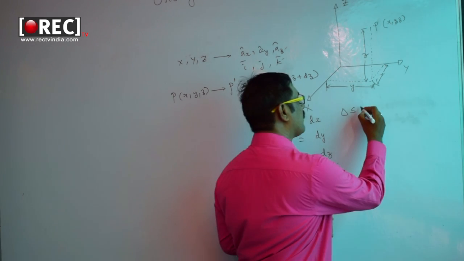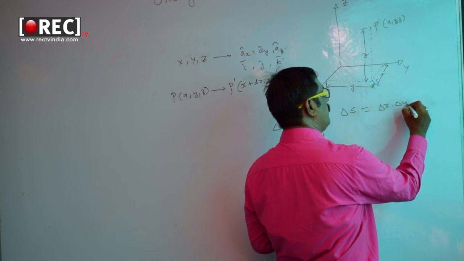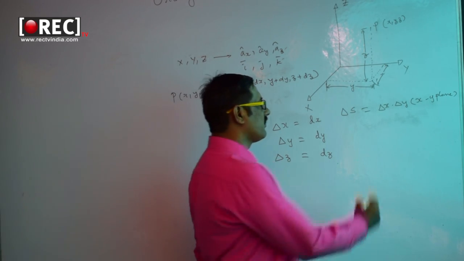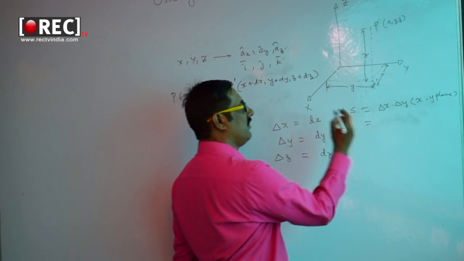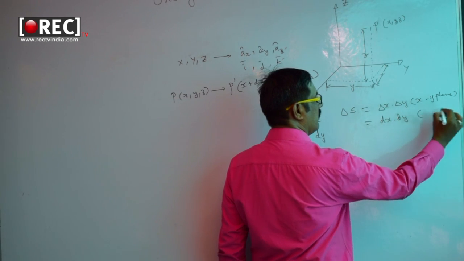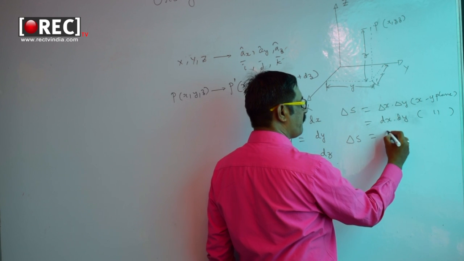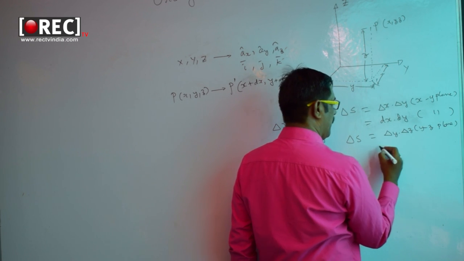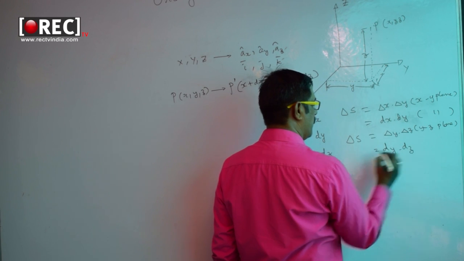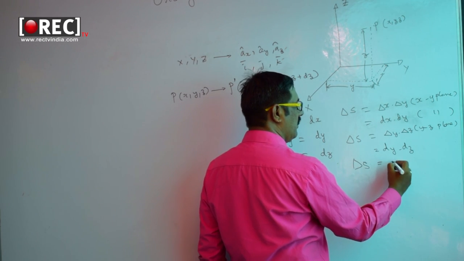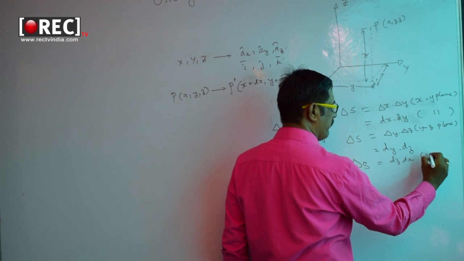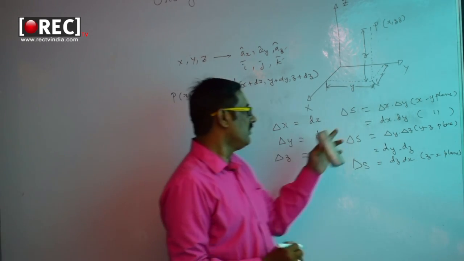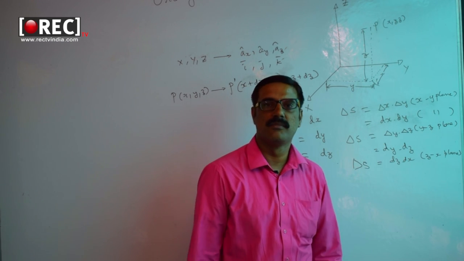So delta S in XY plane is delta X into delta Y. So delta X into delta Y represents the incremental area in XY plane. We know that delta X is DX, delta Y is DY. So DX into DY. And similarly, delta S would be delta Y into delta Z in YZ plane, and it is DY into DZ. Similarly, delta S would be DZ into DX in case of ZX plane. So these are the incremental areas in the three planes, XY plane, YZ plane and ZX plane.